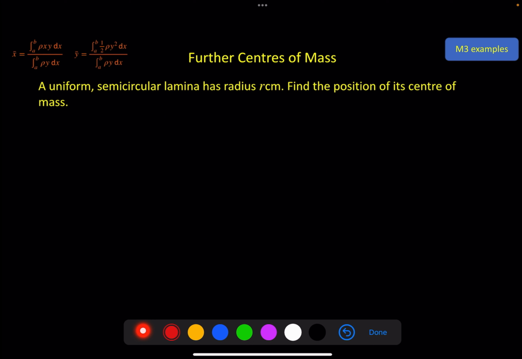Example number 3. A uniform semicircular lamina has radius r centimeters. Find the position of its center of mass. This is the first example where applying these two formulas blindly will not give us the correct answer. We need to just be a little bit more careful.